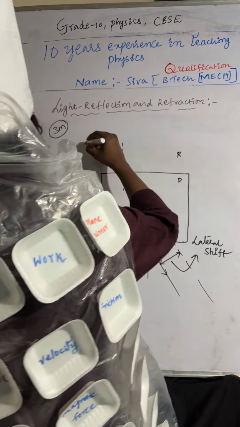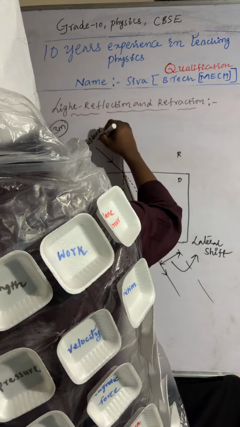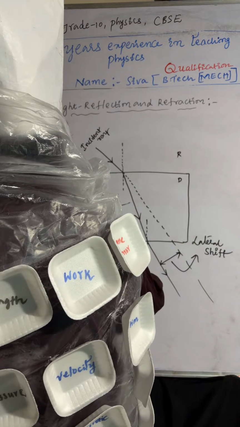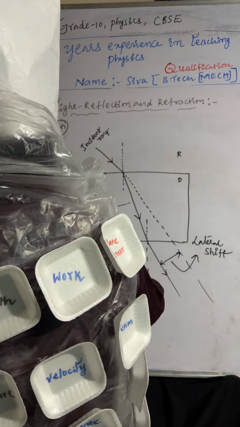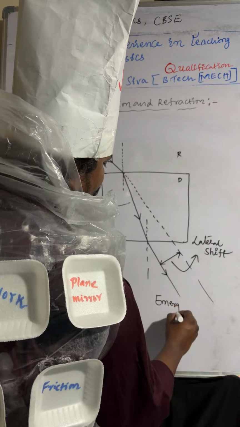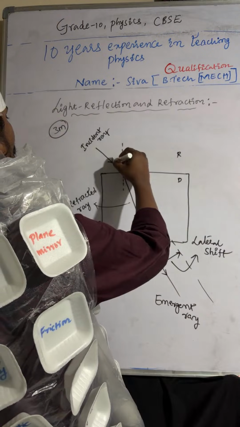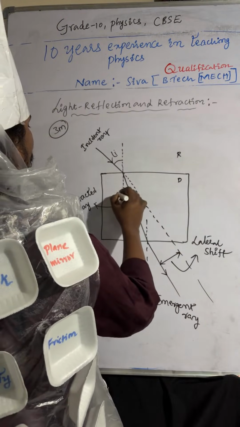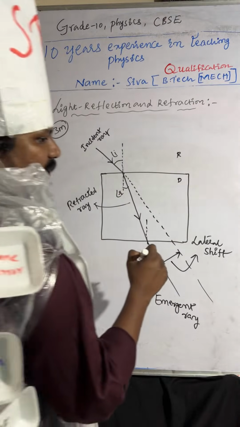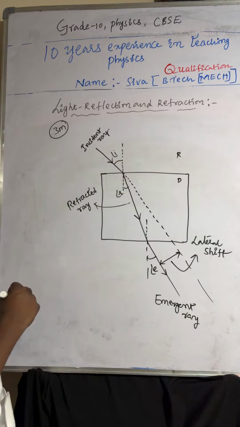So this is the incident ray. Coming to this one, it is the refracted ray. And coming to the next one, the emergent ray. The angle between the incident ray and the normal line is called the angle of incidence. The angle between the refracted ray and the normal line is called the angle of refraction. And the angle between the emergent ray and the normal line is called the angle of emergence. Understood or not?